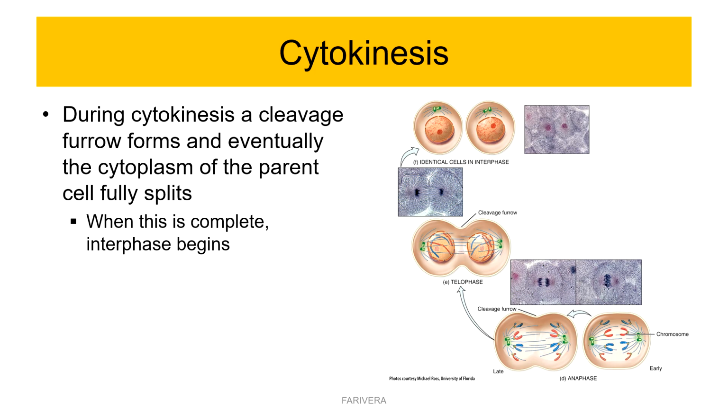Then after nuclear division, the cytoplasm must also divide, and this is called cytokinesis. A cleavage furrow develops, gradually dividing the cytoplasm. When cytokinesis is complete, two daughter cells have been formed. These cells can then enter interphase.